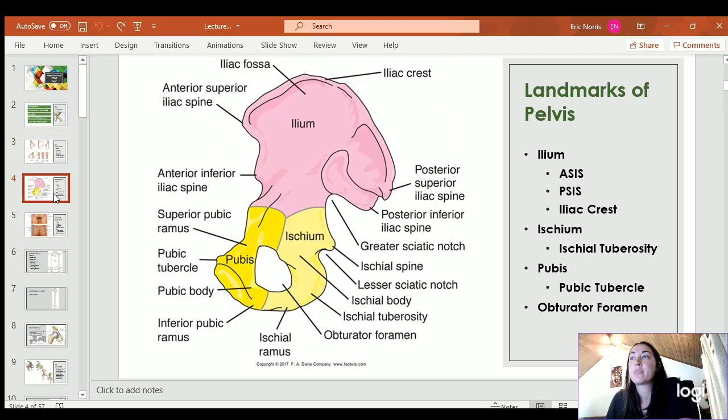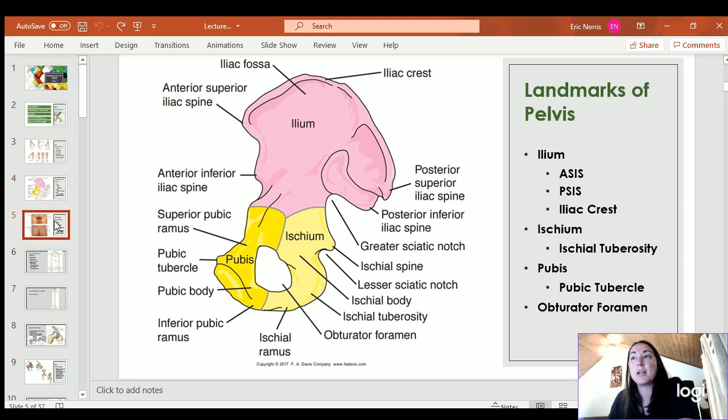internal. So for the bony landmarks, on the ilium, we have the ASIS at the front, the PSIS in the back, the iliac crest, which is that arch. On the ischium, we have the ischial tuberosity, the bones you sit on. On the pubis, you have the pubic tubercle, and when it connects to the other pubic bone, there's a symphysis in between. You'll see on the next slide. And then the hole right there on this bone is the obturator foramen.